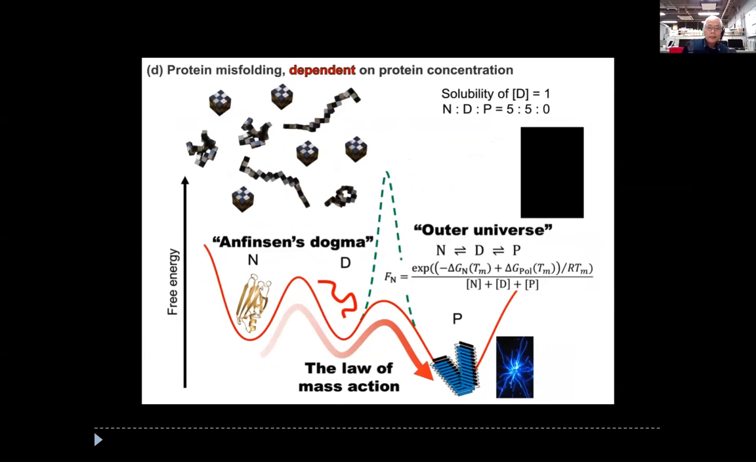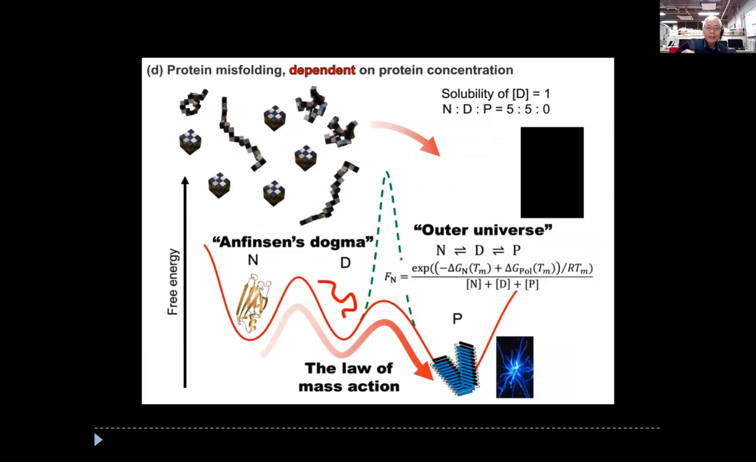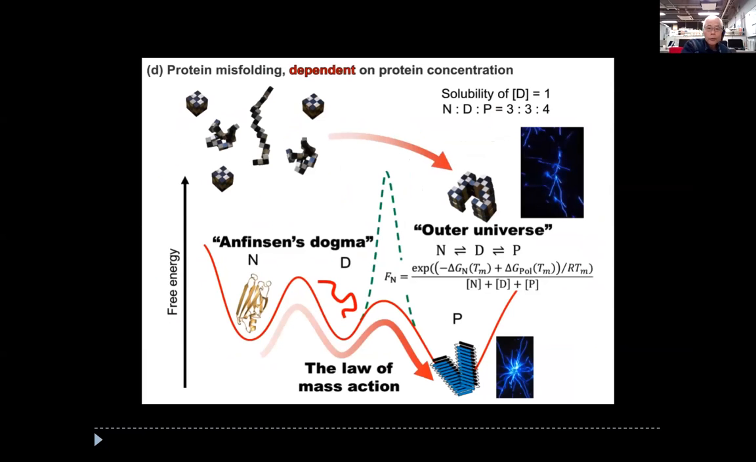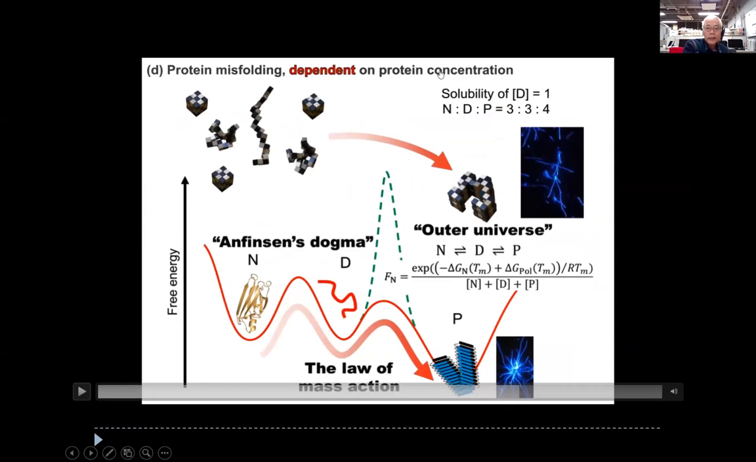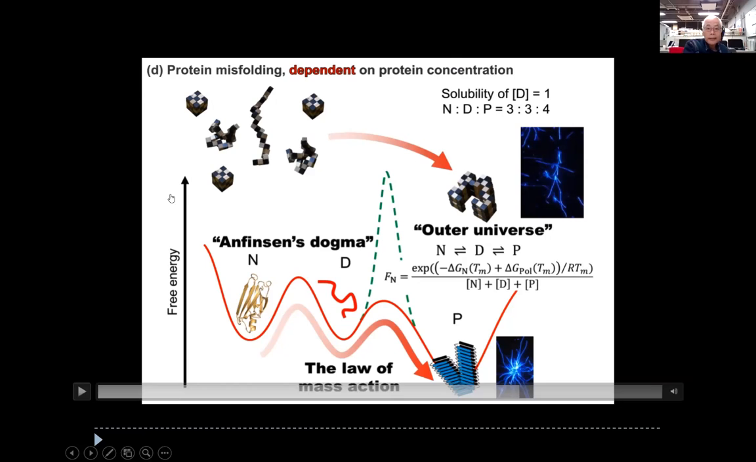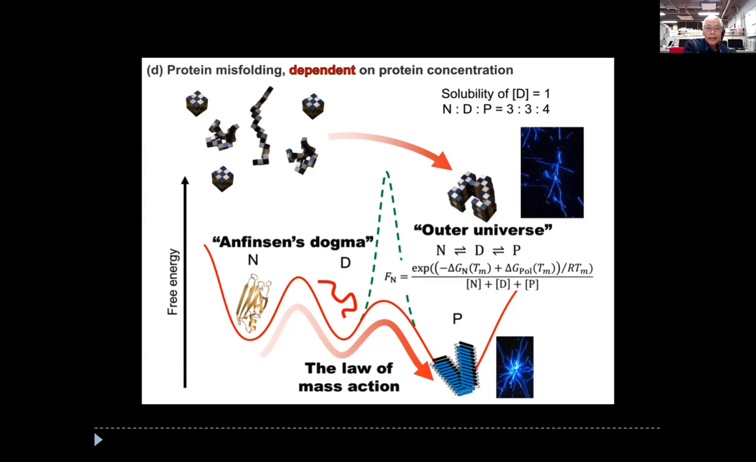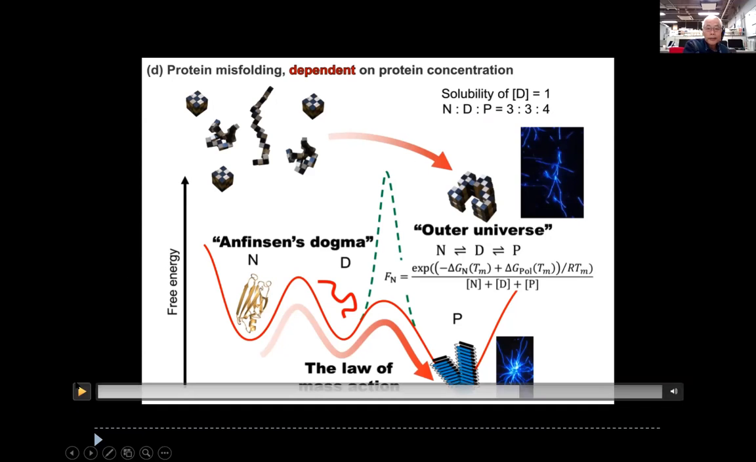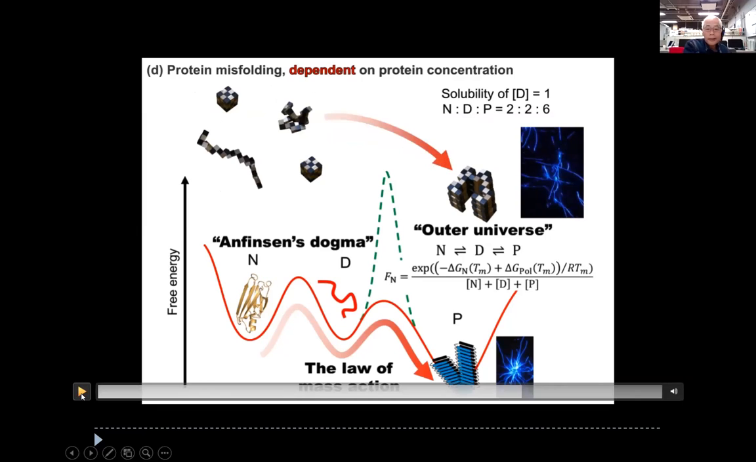Under the conditions of supersaturation, we discussed protein folding without considering the protein concentration. And once you break the supersaturation, suppose the solubility of the denatured state is one, and previously the solubility of the denatured state is five. And I think it works.